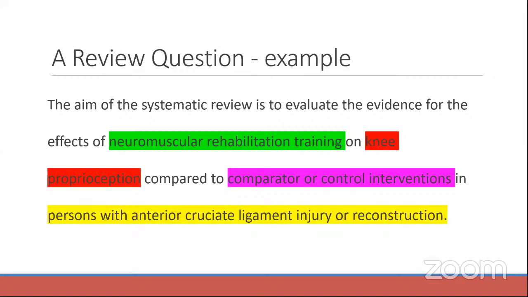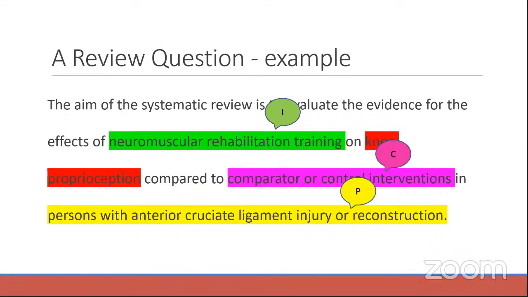Here's an example. The aim of the systematic review is to evaluate the evidence for the effects of neuromuscular rehabilitation training on knee proprioception compared to comparator control interventions in persons with anterior cruciate ligament injury or reconstruction. So persons with anterior cruciate ligament injury or reconstruction refers to the population. Neuromuscular rehabilitation training refers to the intervention. Comparator control interventions refers to the comparators.